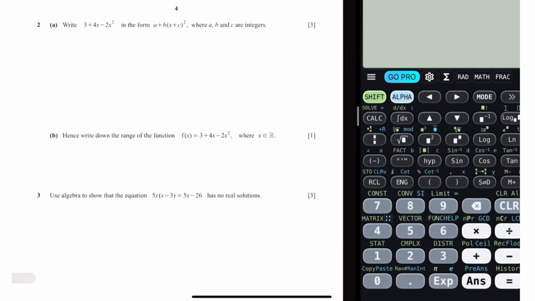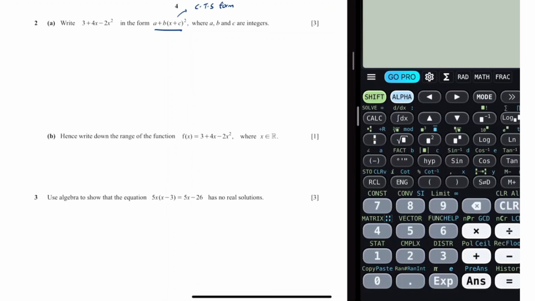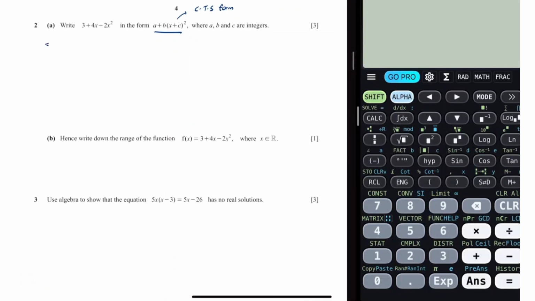Write 3 plus 4x minus 2x squared in the form of, this is actually the CTS form, the so-called completing the square form. There are many ways of doing it. I think your teachers are explaining this to you as well, but we'll be using something I think is simple. Rearrange them, make sure the x squared term is in front: minus 2x squared plus 4x plus 3. First focus on the first two terms, factorize out the minus 2: x squared, and then the middle one will be minus 2x, plus 3. Then you'll need to put plus bracket square minus bracket square, close the square, plus 3.